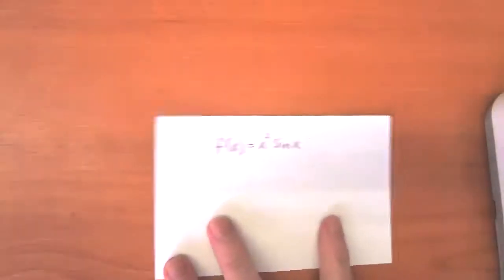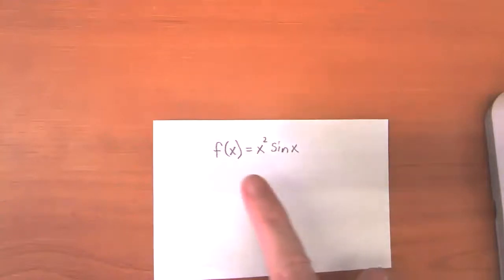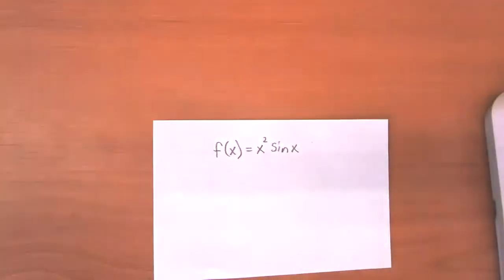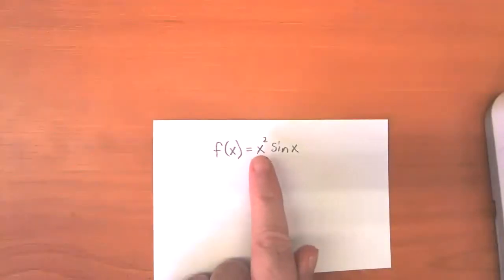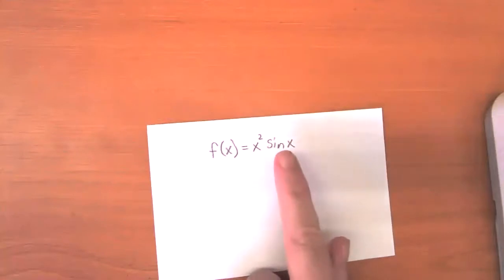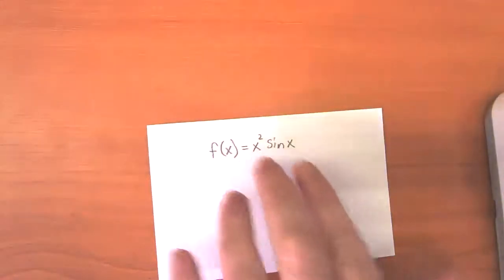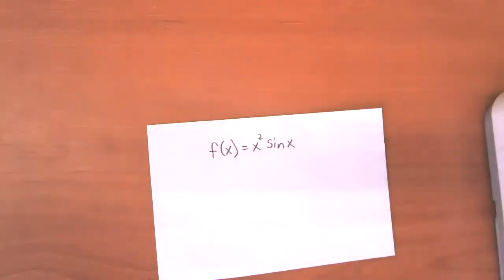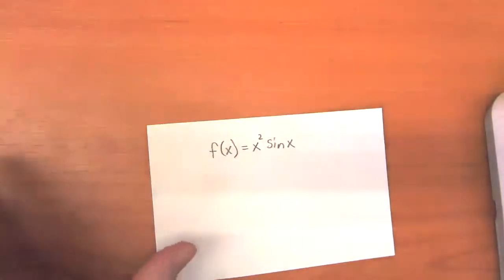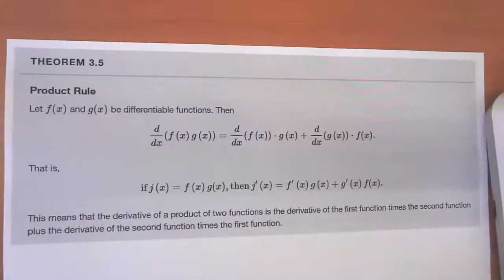All right, so right here we've got f of x is equal to x squared times sine of x. So we know about the derivative of x squared, that's 2x, and we know about the derivative of sine x, that's cosine x. So that's a great amount of information, but when you multiply these two functions together, we can't just multiply the two derivatives together. It doesn't work that way. So instead, what we need is what's called the product rule.